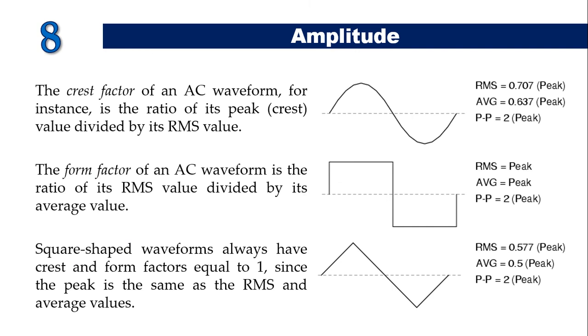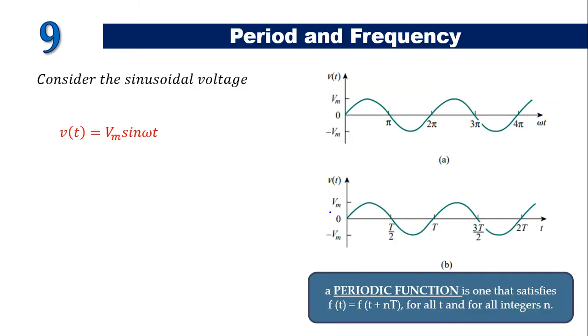Let's just discuss this. Amplitude, what is amplitude? The crest factor of an AC waveform is the ratio of its peak value divided by its RMS value. Then we also have what is called the form factor of an AC waveform, which is the ratio of the RMS value divided by its average value. For square waveforms, the crest and form factors are equal to 1, because the peak is the same as the RMS and the average values.